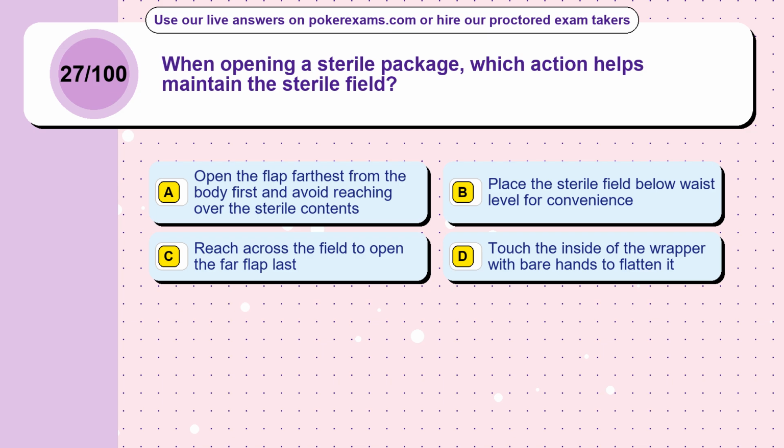Question 27. When opening a sterile package, which action helps maintain the sterile field? Option A. Open the flap farthest from the body first and avoid reaching over the sterile contents.